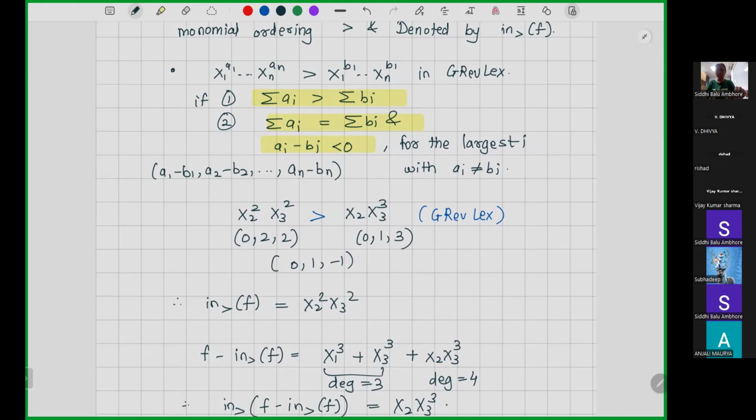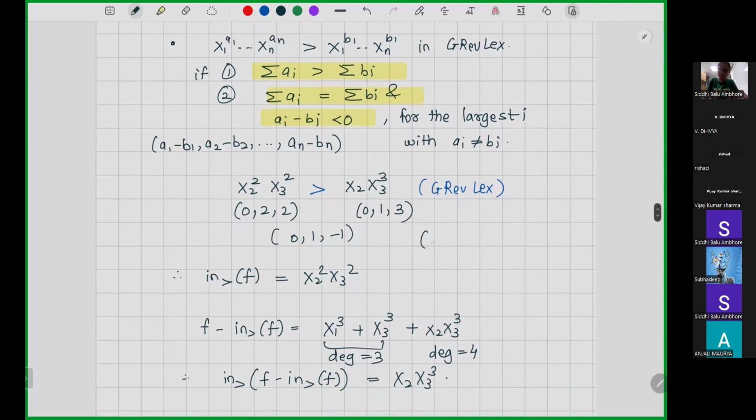So in reverse lexicographic order, we are preferring x2 powers ahead of x3, right? It should be the other way around. So there is a confusion. Even in reverse lexicographic, this is the case.